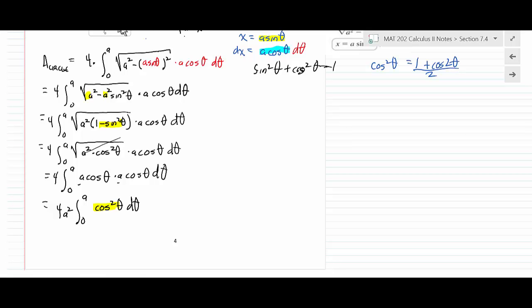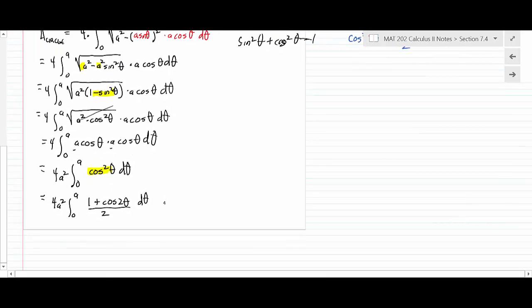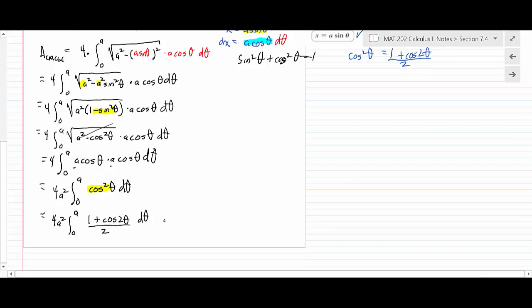So what we're going to do now is replace this with 4a squared, integral 0 to a, and replace that cosine squared with 1 plus cosine 2 theta all over 2, d theta. Like that. And that's what you typically are always going to do. If you're integrating a sine squared or a cosine squared, you want to pull out that half angle identity. So we've done that.